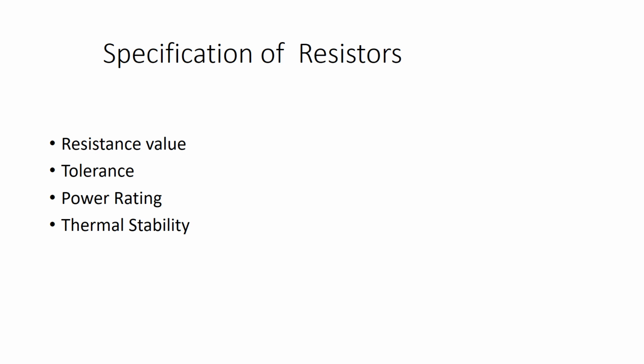Next one, tolerance. It represents the maximum and minimum value of resistance value, which is specified in terms of percentage. Then the third one is power rating. This power rating specifies the maximum power. The unit of power is watts. The next one is thermal stability. Thermal stability is the ability of a resistor to maintain the same resistance with variation in temperature.